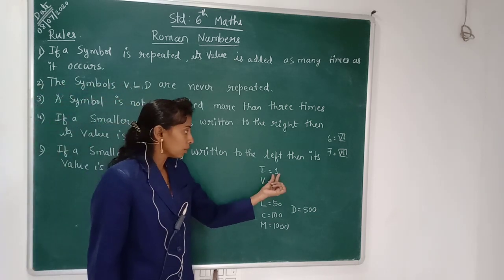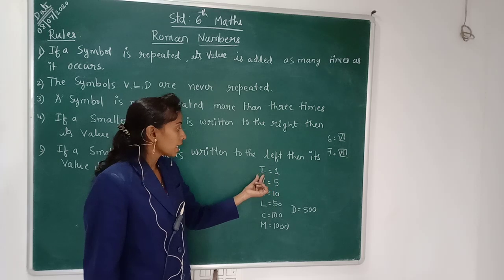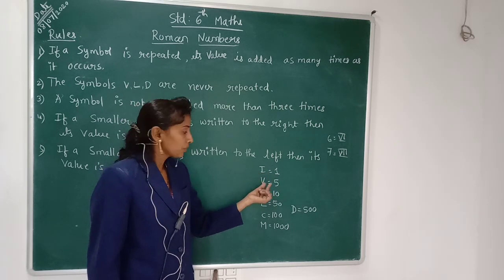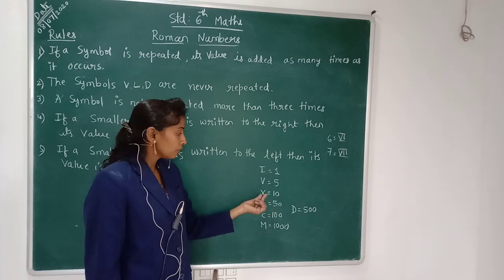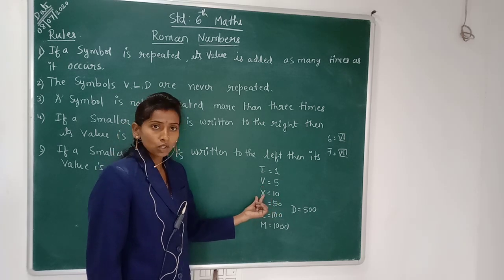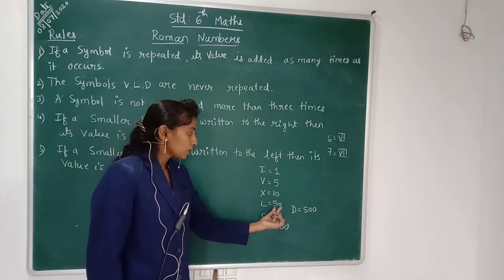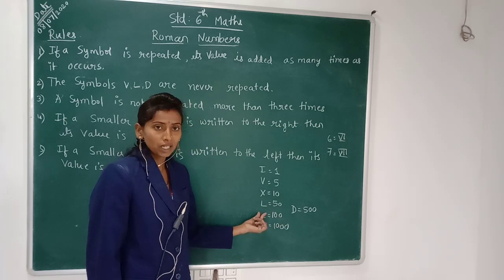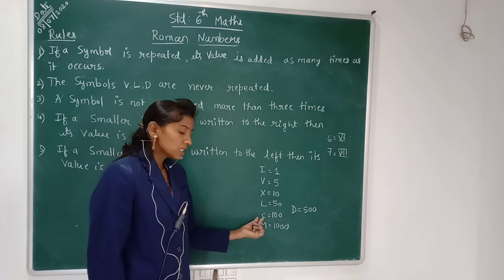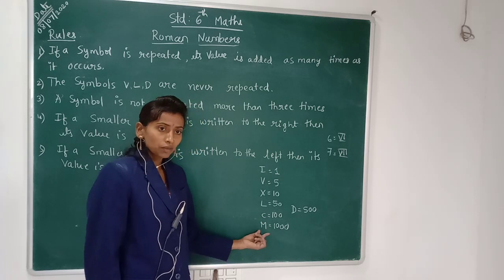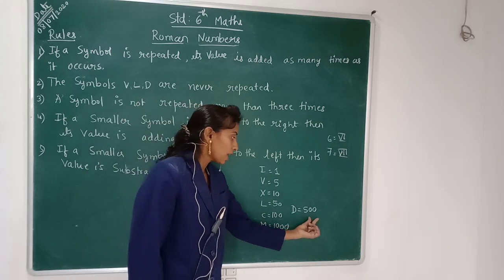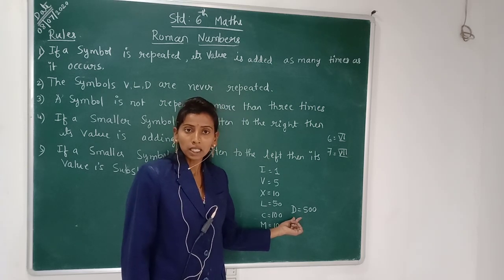For the number one we indicate I as the Roman number. For 5 we use V, for 10 we use X, for 50 the letter L, for 100 the letter C, for 1000 the letter M, and for 500 we use the letter D.